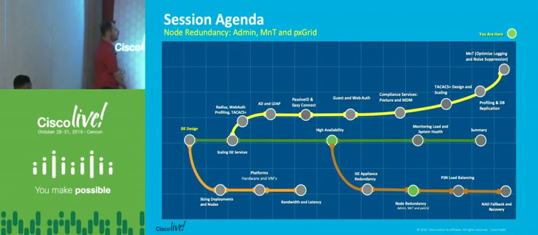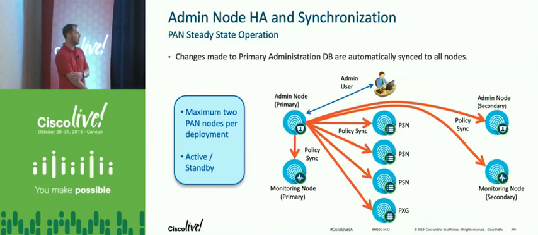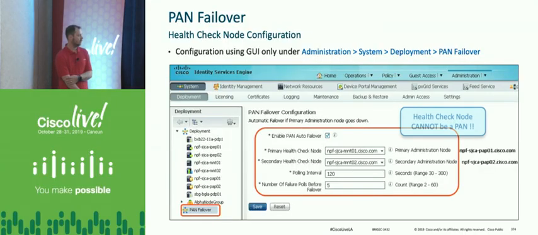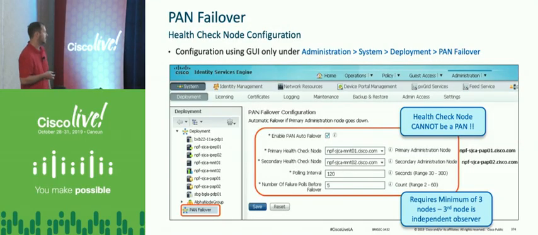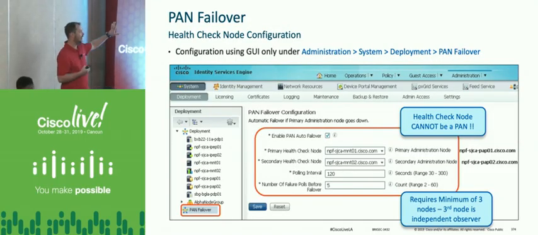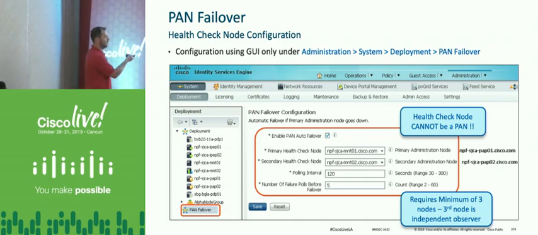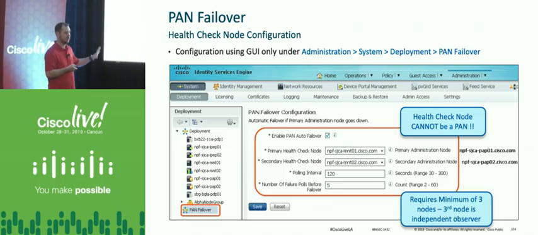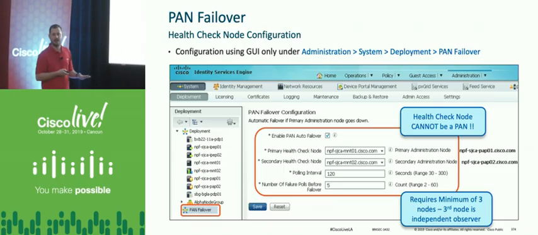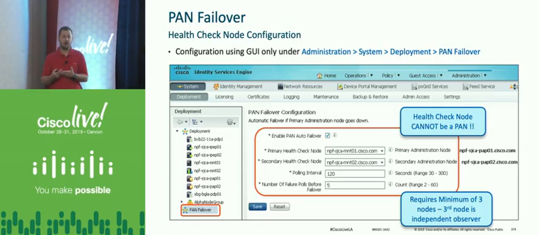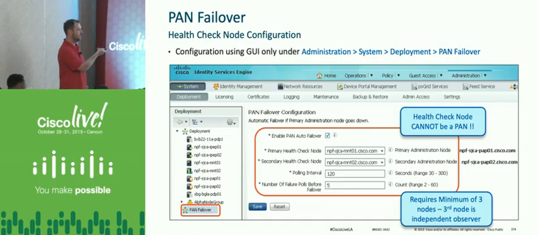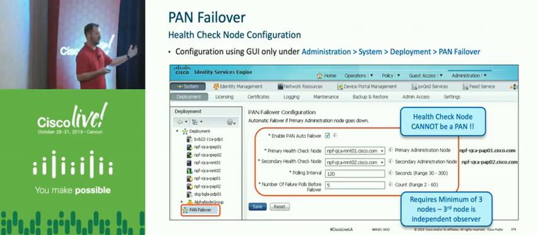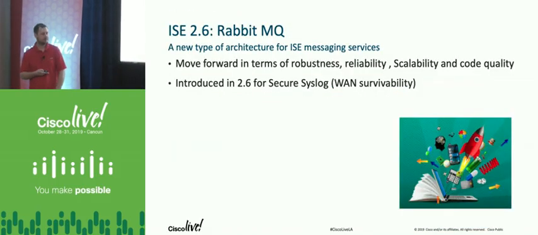So when we get into node redundancy and high availability, the biggest thing here is going to be load balancing and how we configure automated failover. With the PAN, starting in 1.2, it's been around for a while. The key thing is that we allow for the PAN to automatically fail over from the primary to the secondary. Now, in order for that to occur, we have to have some external health node systems. Typically, this is done on external M&T nodes or PSNs to do that checking of the devices.